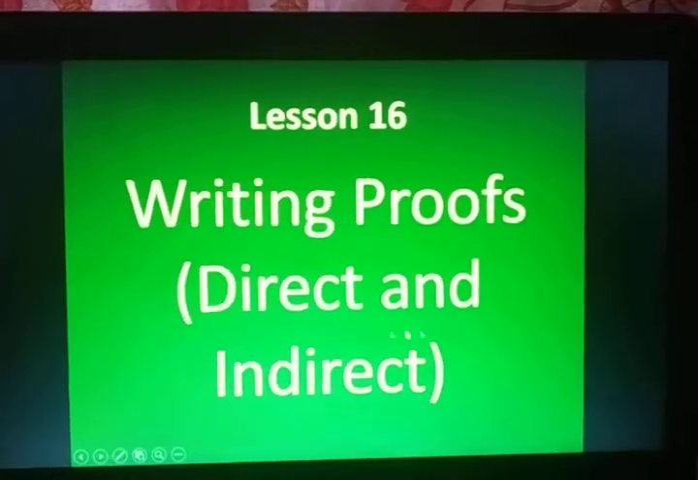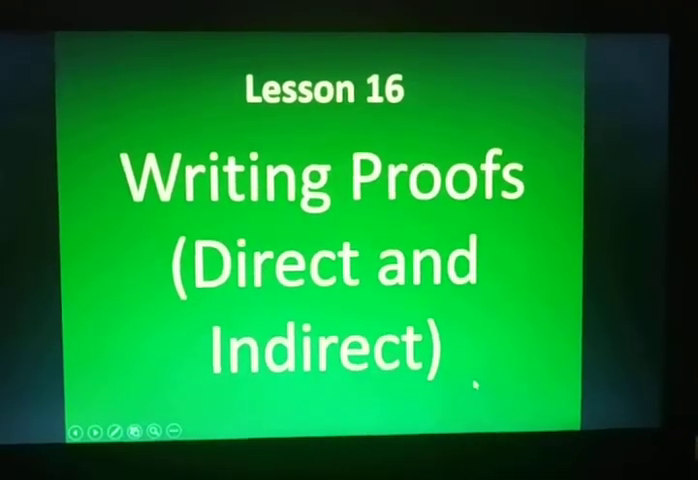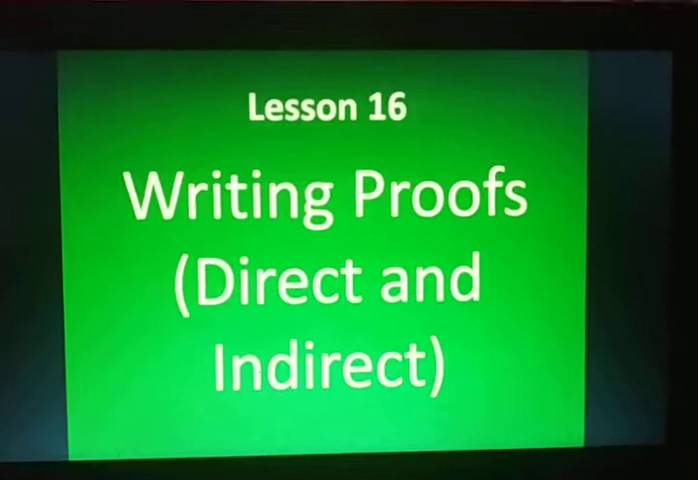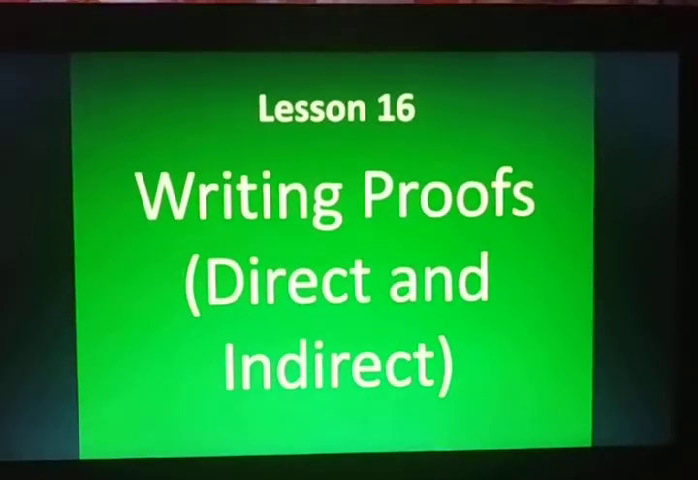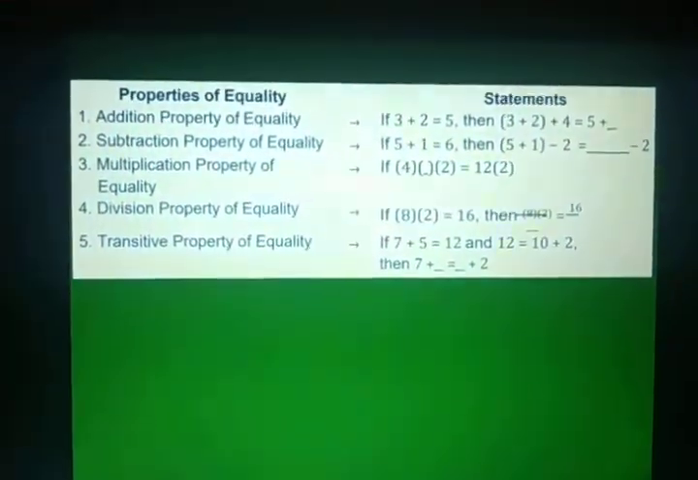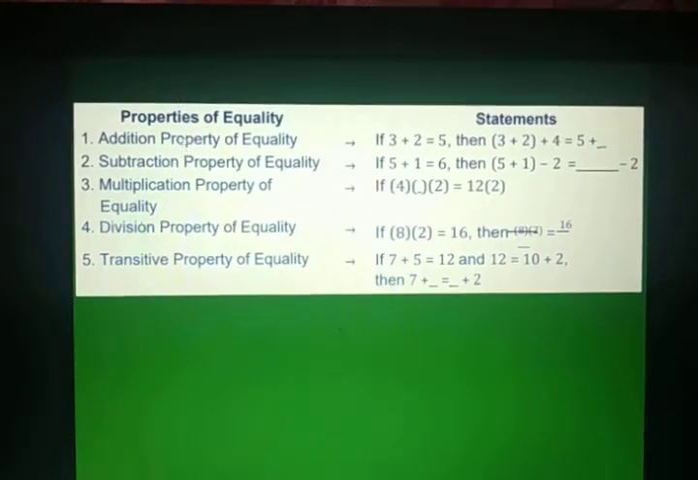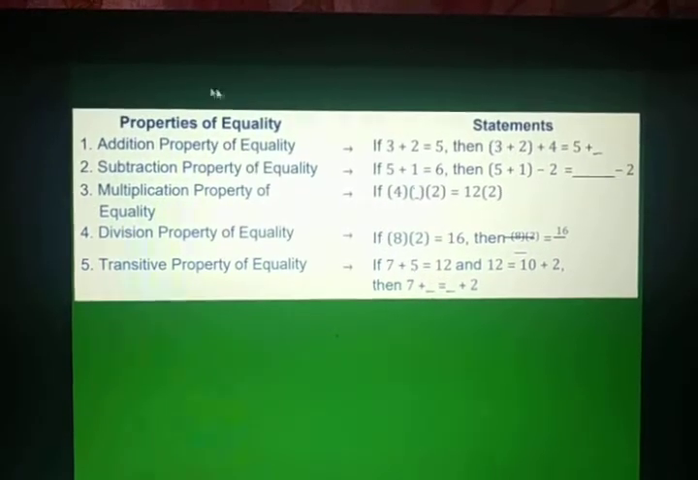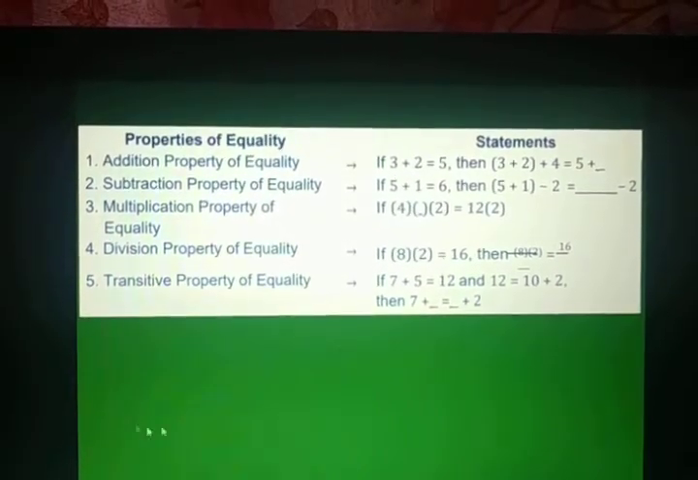When we say direct, it is a positive statement. The indirect is negating it, delivering your proofs in the negative way or the opposite of it. Okay, so here is a table, the properties of equality that we should master. We should be familiar with them because these are the things that you should write in your reasons.